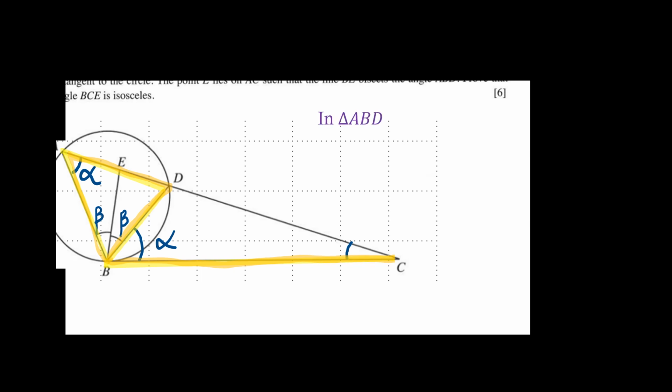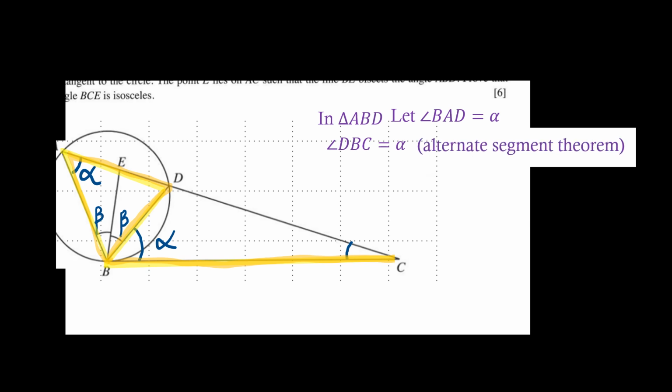Okay, so we're going to use triangle ABD. We're going to let angle BAD be alpha. So if angle BAD is alpha, then yes, angle DBC will be alpha also using alternate segment theorem. And we're going to let angle ABE be beta, a different angle. Okay, so angle EBD will also be beta. Why is that so?